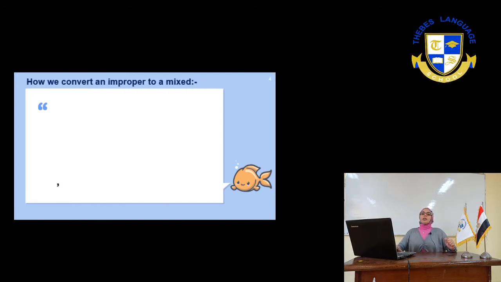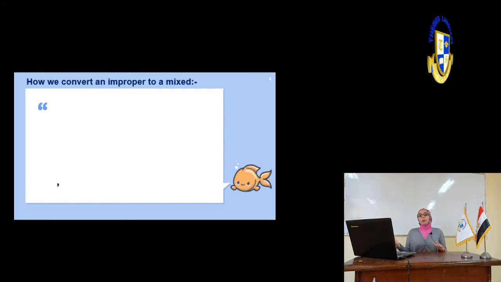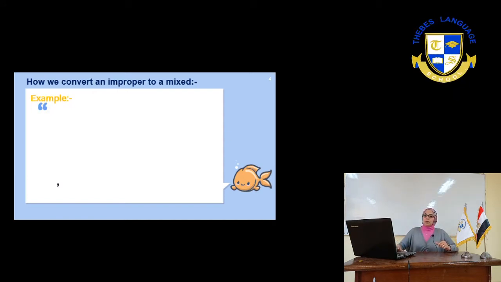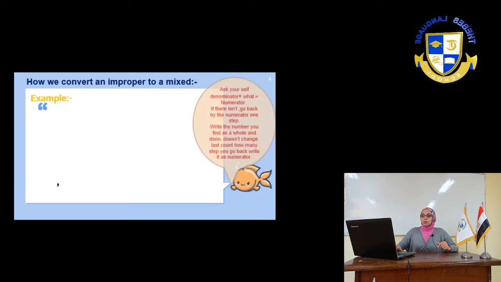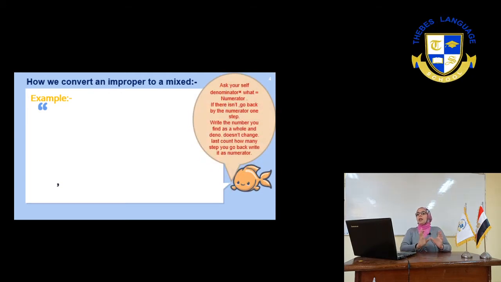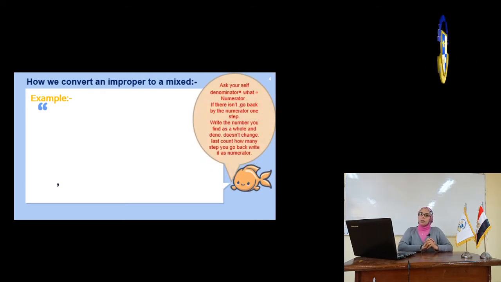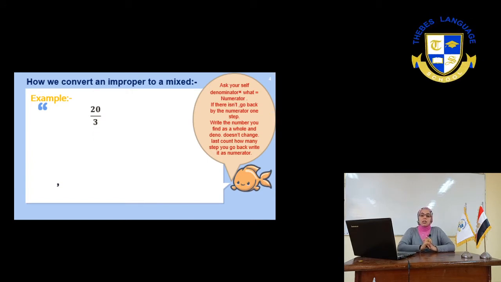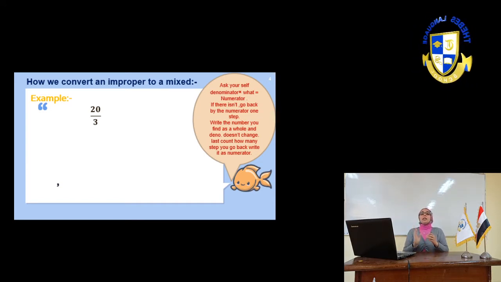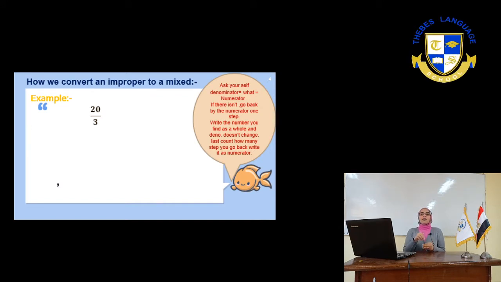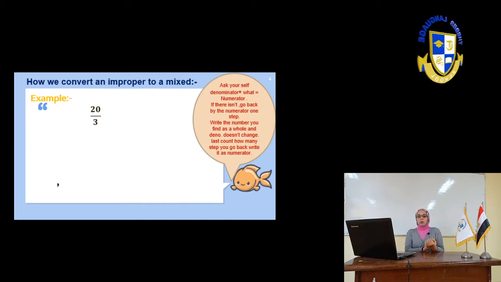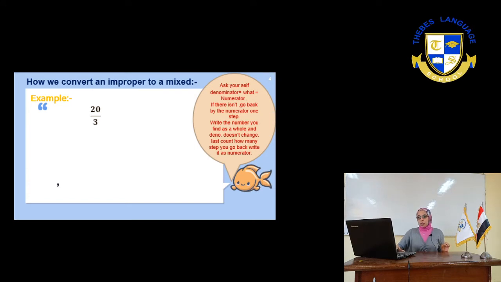Now, how do we convert in the opposite way, from improper into mixed? If we have any improper fraction, at first, go to the denominator and ask it, this denominator times what equals the numerator? If we haven't, go back one step, and so on till we reach a number in the timetable of the denominator. Let's start. 20 over 3.